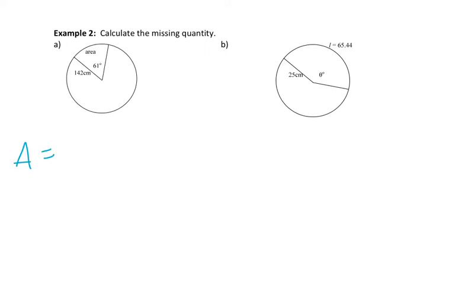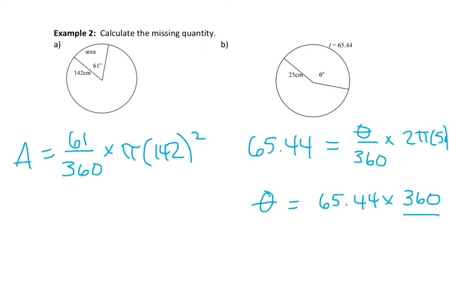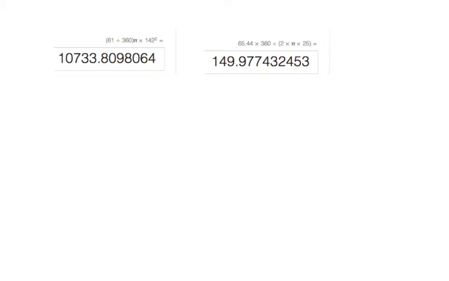Area: 61 over 360 pi r squared. In this case, I'm given the length, so 65.44 equals theta over 360 times 2 pi r. So if I solve for theta, theta is going to be 65.44 times 360 divided by 2 pi. I can see here that I had already doubled it. That should have been 25. Again, just put the whole thing into the calculator to find your approximate values.